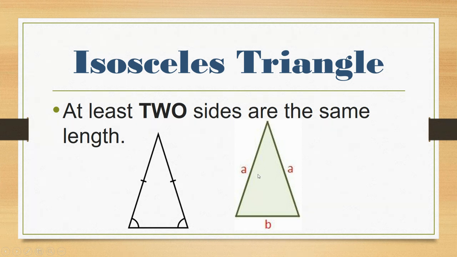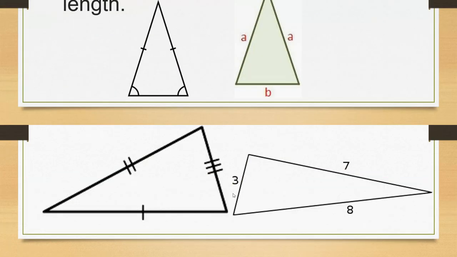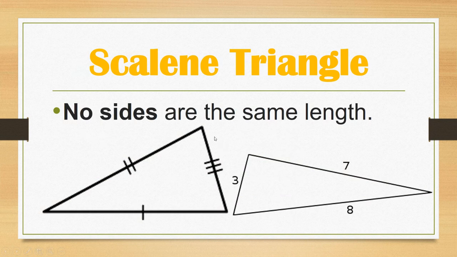Then over here, you can see another triangle. It tells you this is A, and this is B. That means both A's are the same length and B is a different length. Then we have a scalene triangle. A scalene triangle says no sides are the same length.